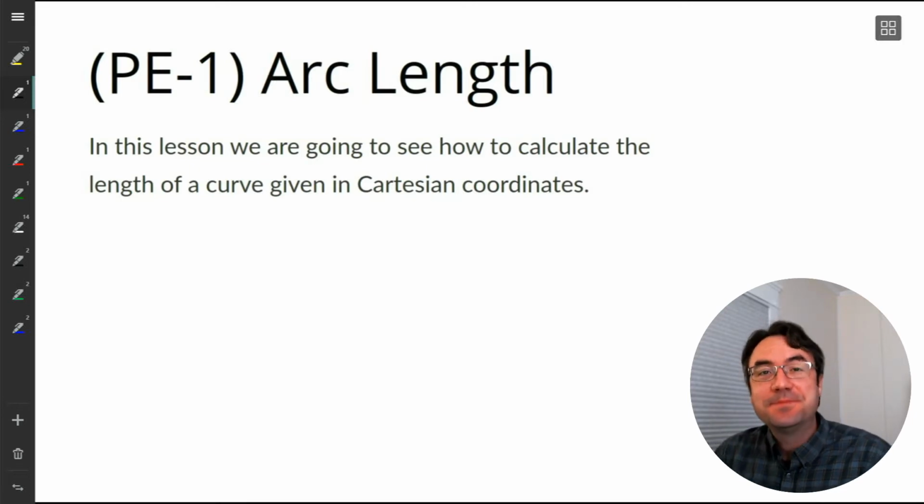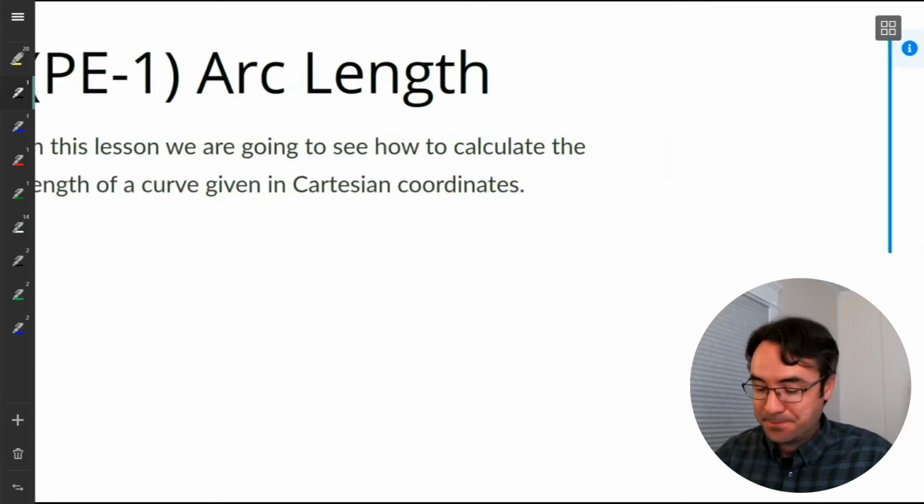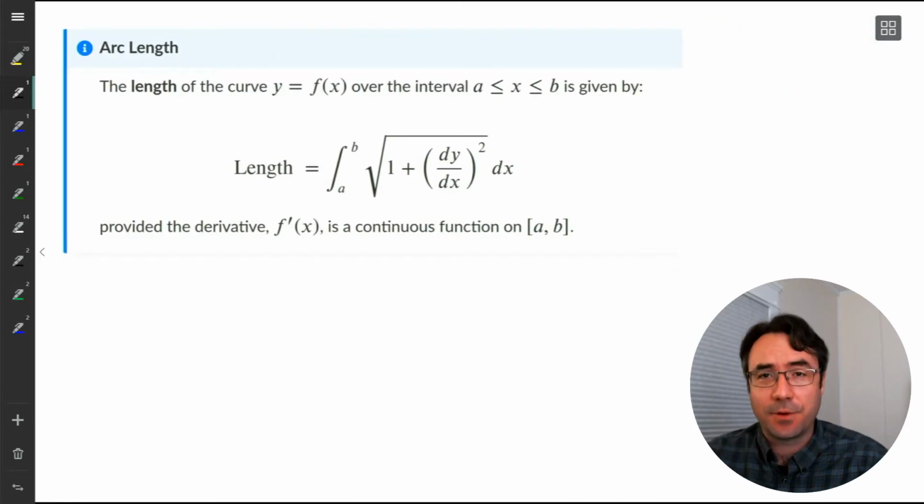All right, welcome everyone. Today we're going to be talking about arc length, again, this time in Cartesian coordinates. Last time we saw how to calculate the length of a polar curve. This time we'll see how to calculate the length of a curve that's given in Cartesian coordinates. So let's start with the formula. And here we have our arc length formula.